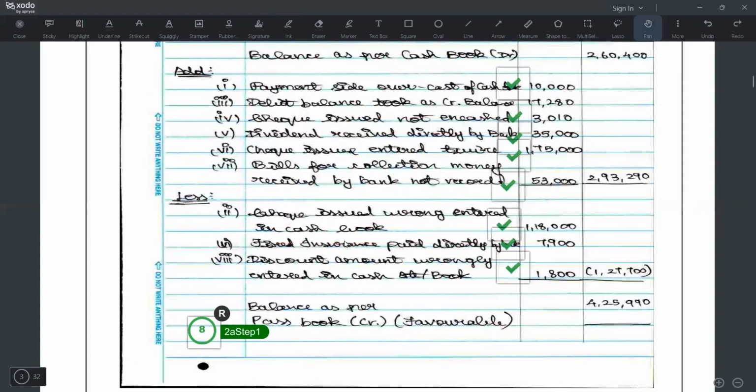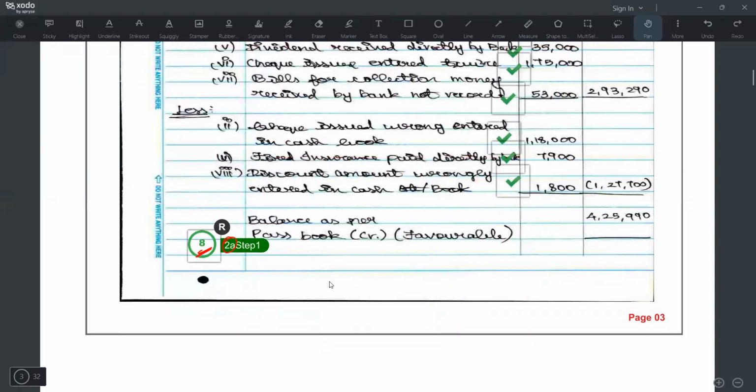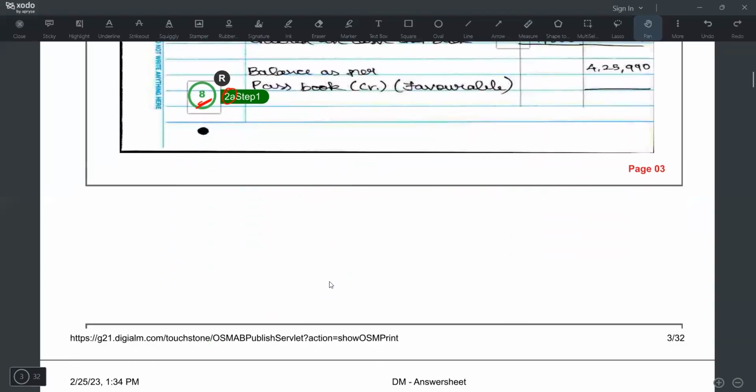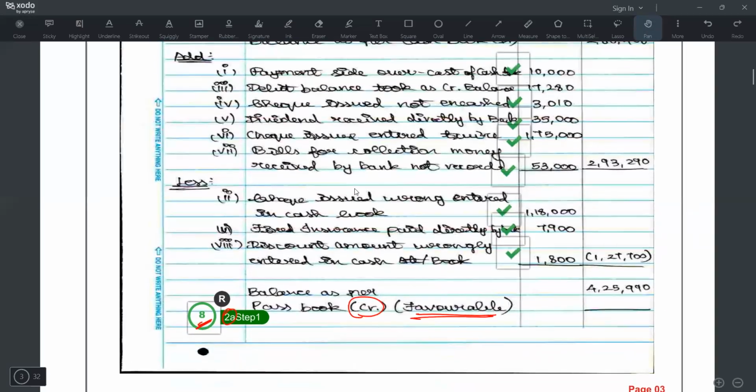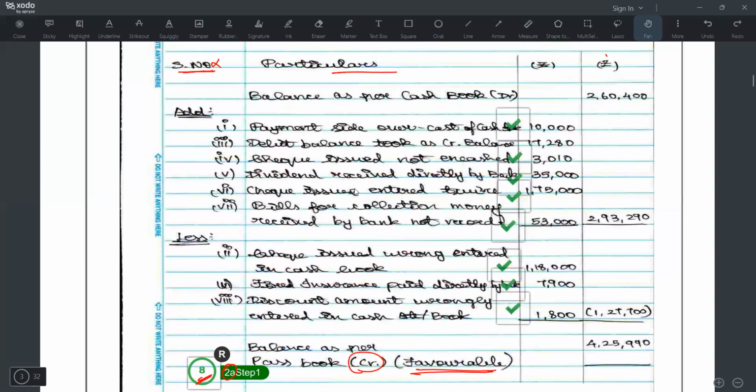It is a simple approach. He has gone with two methods. We have two methods for BRS: the add or less method and the plus or minus method. He has gone with the add or less method, which is completely fine. He has scored 8 marks out of 10 marks for 2A. Obviously you should write balance credit favorable. Like this, you need to present your paper. Each and everything should be properly written, in a legible manner.